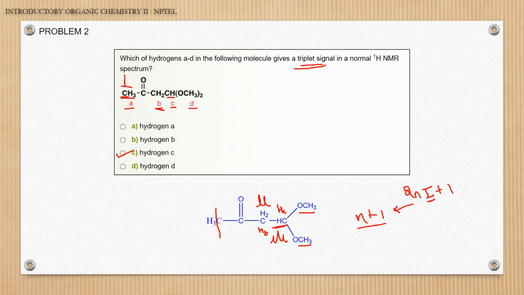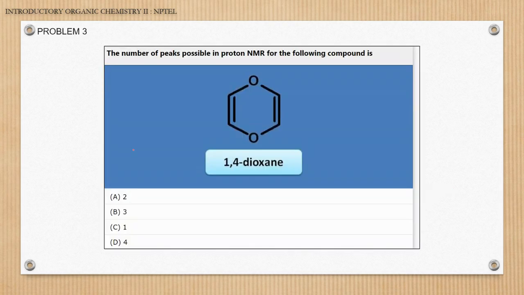Okay, if there are no doubts, I am assuming that you have got the answer. So coming to problem number 3. They are asking for the number of peaks possible in proton NMR for the following compound. Again you have to identify how many different protons are present in the compound to show you different signals in the proton NMR.